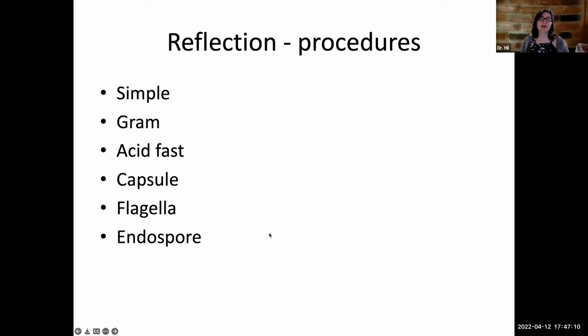All right, now we want to talk about procedures. So we need to know how to do these things. That was part of the curriculum for this section. So I'm going to give you a second to look up or remind yourself what the procedures are for all these different stains. I'm going to give you a few minutes, and then I'm going to cold call you to find out what you know.